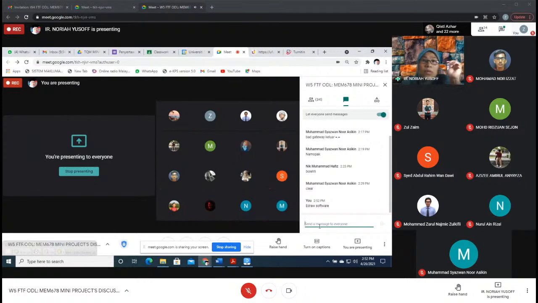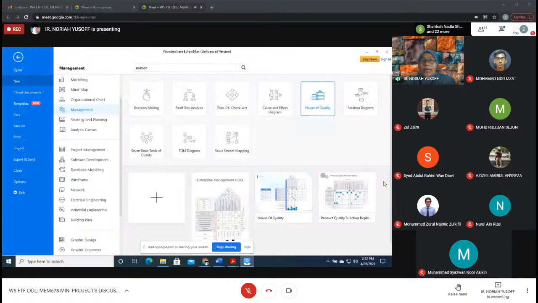Okay, so you will get these features. You nampak kat sini relation diagram dah ada kat sini. So untuk buat the analysis, you just explore. So for the house of quality, you can get this feature under the management. So you akan dapat house of quality. So you just explore.